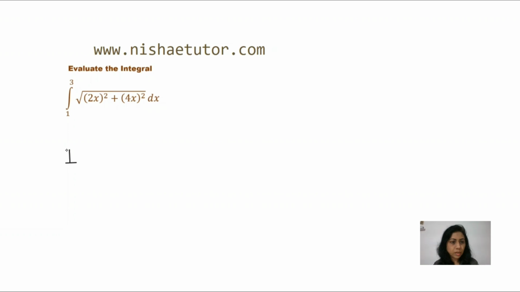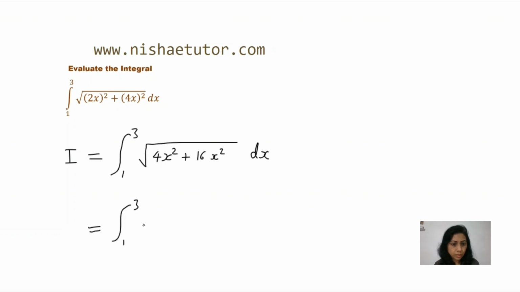So integral I is equal to the integral with lower limit 1 and upper limit 3, and we can simplify this part. (2x)² is 2 squared, which is 4x², and here 4 squared is 16x², dx. Integration from 1 to 3, and here 4x² and 16x² are both like terms, so we can combine them. This is 20x² dx.